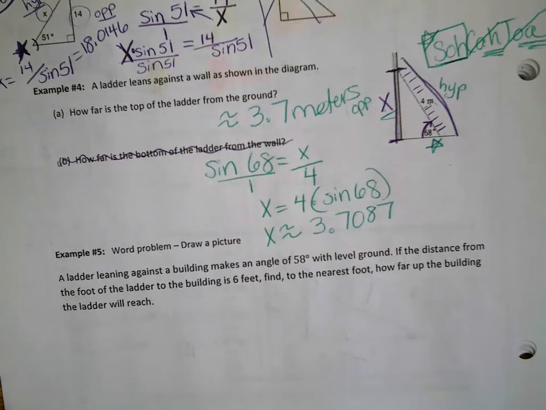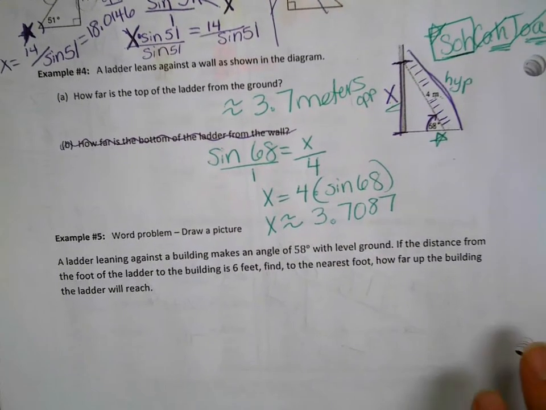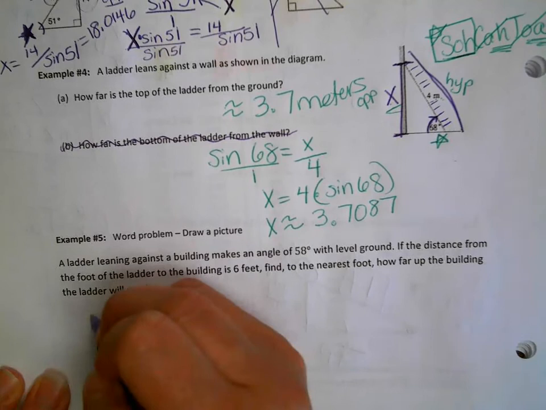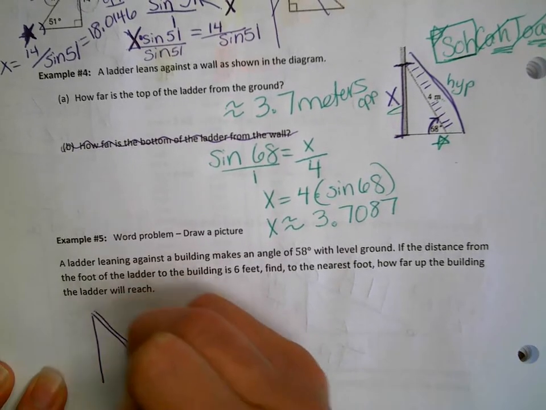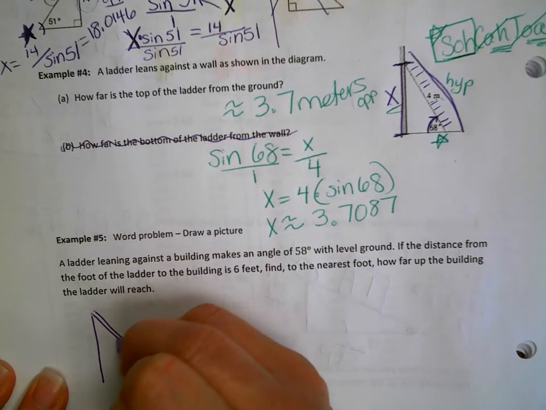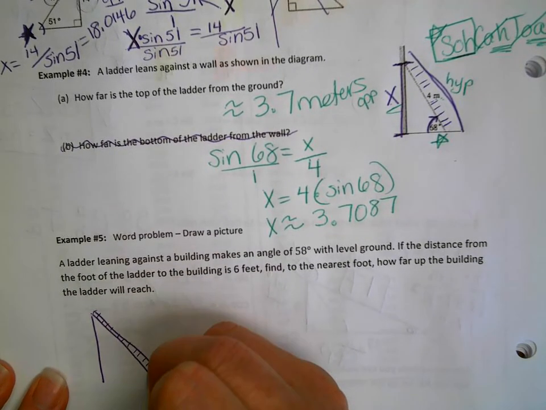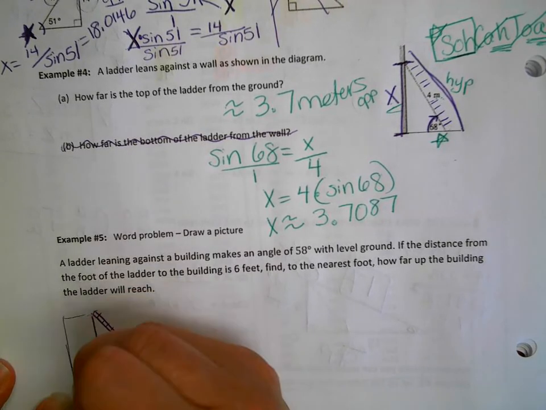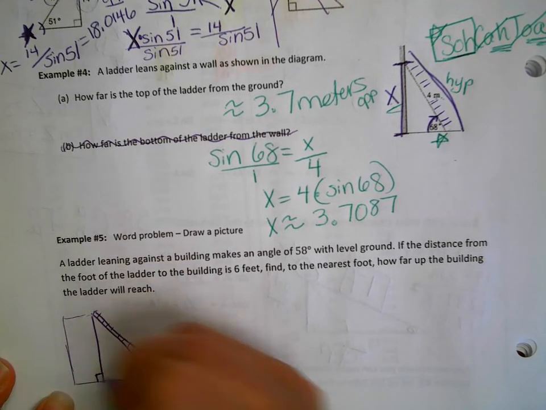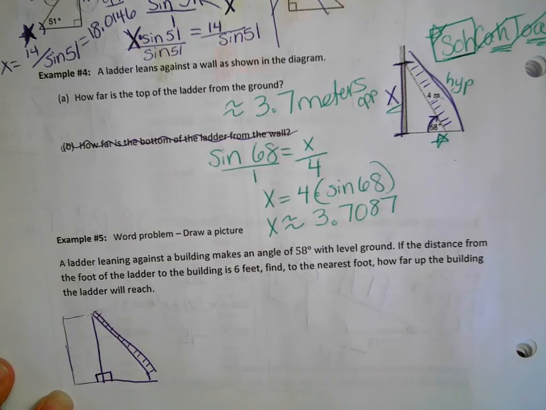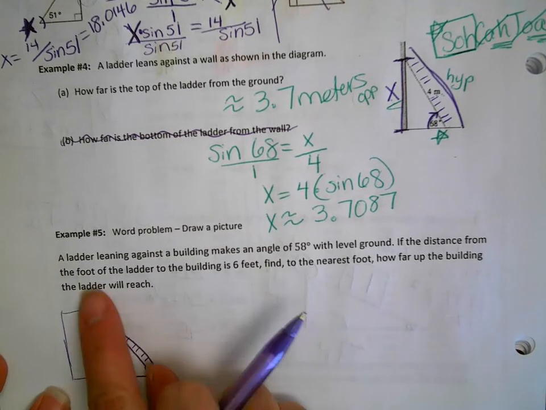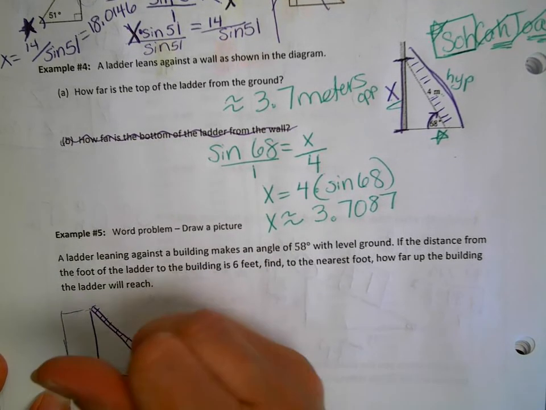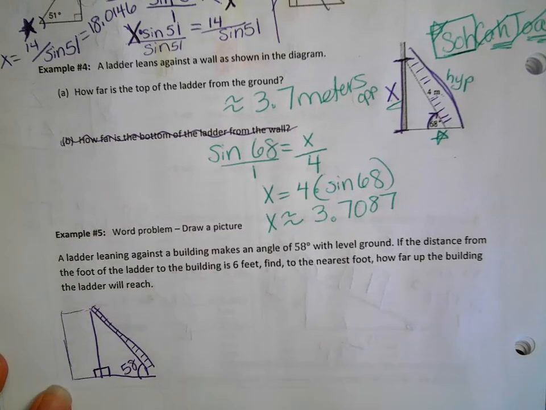Exercise 5, we're going to draw our own diagram. A ladder leaning against a building makes a 58-degree angle with the ground. So here's your building. Let's get a better ladder this time. Now, most buildings I know are built square to the ground, so that's what tells you that we have a right angle here down at the bottom. So the ladder leaning against the building makes an angle of 58 degrees with the ground.